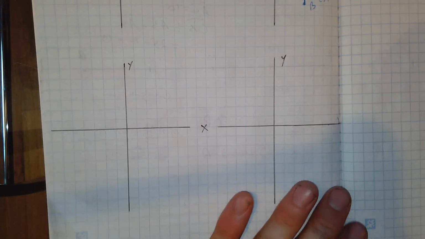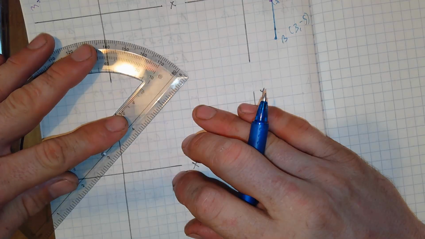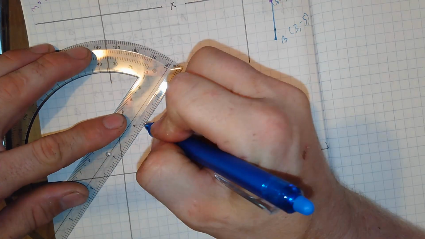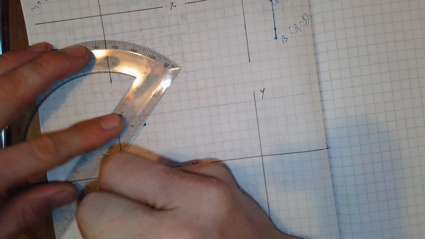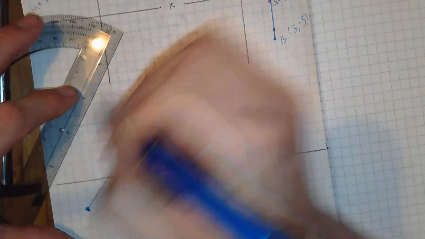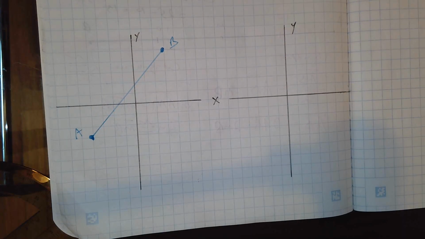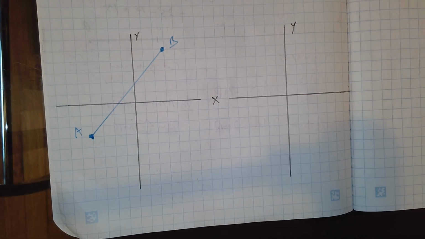Now, what happens if I don't have a horizontal line and I don't have a vertical line? I have some random line like this. This is A, and this is B. Well, there's a little bit more work because you have to figure out the halfway point in both the up and down direction and the left and right direction, right? Because it's going to have different x and different y coordinates.